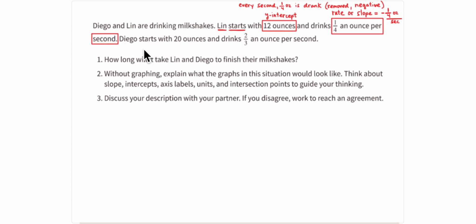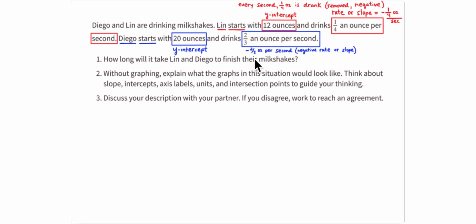Diego, on the other hand, starts with 20 ounces, so that's his y-intercept. When time is 0, he has 20 ounces of milkshake. He drinks 2/3 of an ounce every second. So this 2/3 of an ounce is negative. So his slope, his rate, is a negative 2/3 ounces per second. So it's a negative rate or slope.